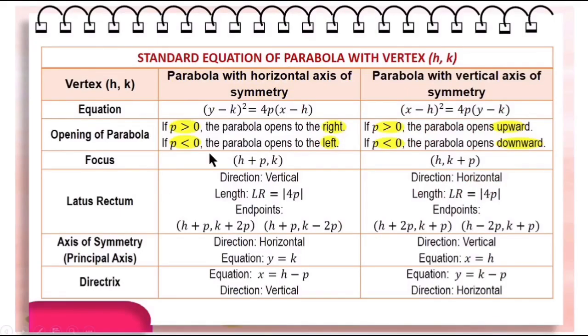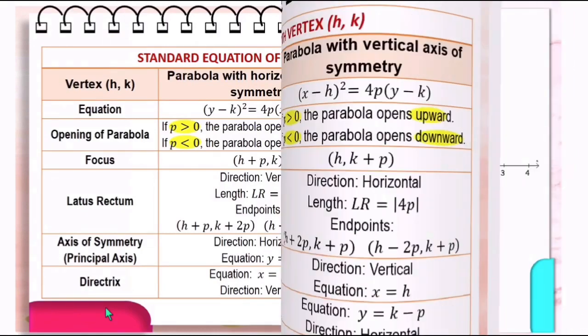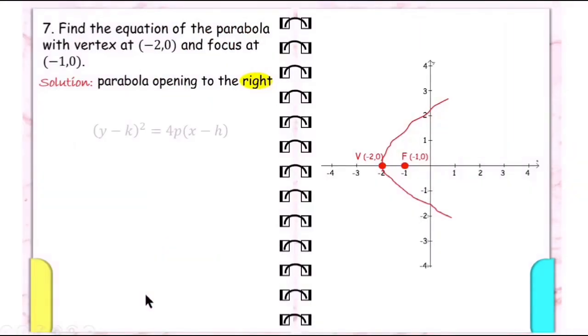And if the parabola opens to the right and the vertex is not located on the origin, we use this equation. Y minus k squared equals 4p times x minus h, where h is equal to negative 2 and k is equal to 0. However, we also need the value of p. In the given problem, hindi natin masasabi na ito ang value ni p since the vertex is not on the origin.